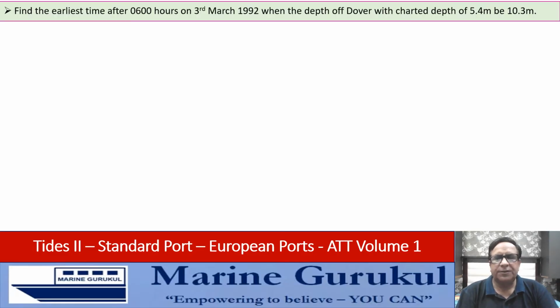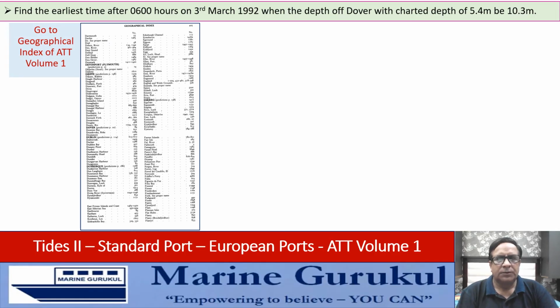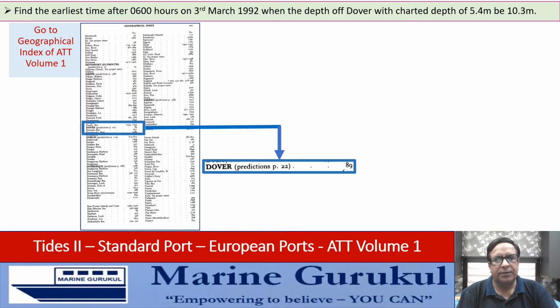So we repeat the first couple of steps. We go to the geographical index of ATT Volume 1, alphabetically arranged, reach Dover, and what do we find? Dover is in capital letters and in bold, its number is 89. By virtue of being in capitals and bold, Dover is a standard port whose predictions are on page 22.